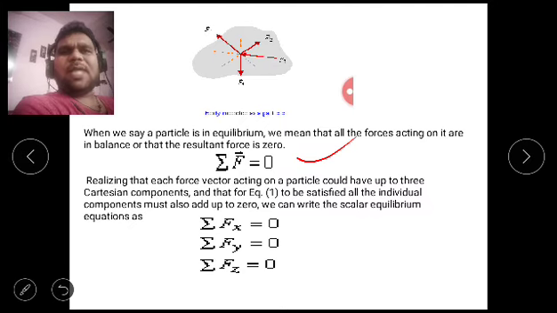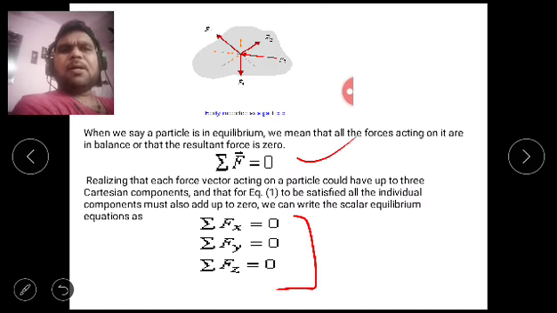Also, we studied in motion in a plane under vectors that a force can be resolved into components. Whenever we are talking about a particle in 3 dimensions, there will be 3 Cartesian components. So individually, sigma Fx will be 0, sigma Fy will be equal to 0 and sigma Fz equal to 0.